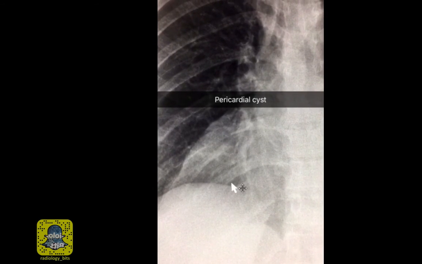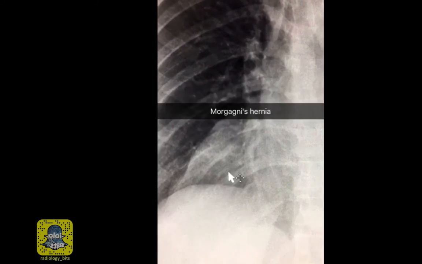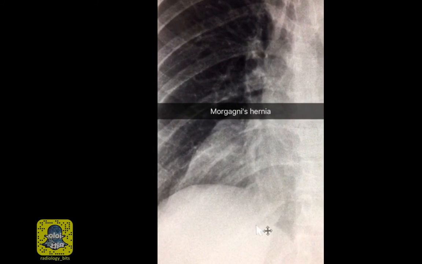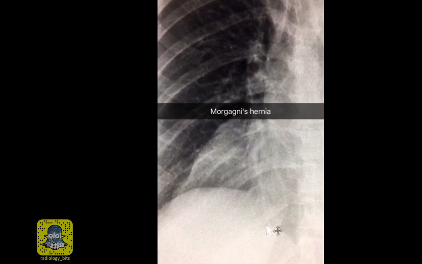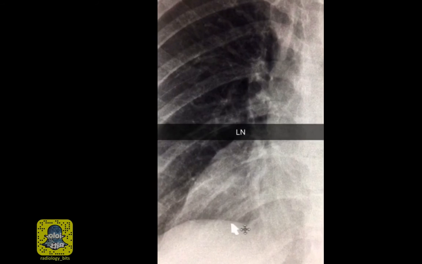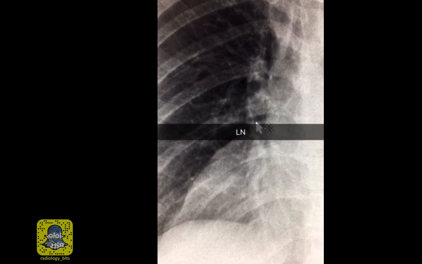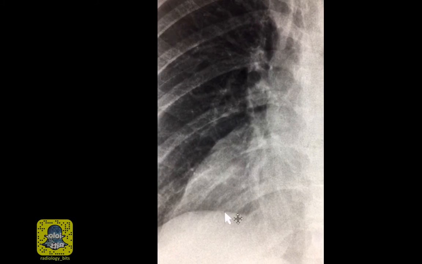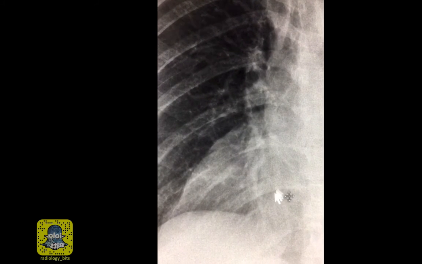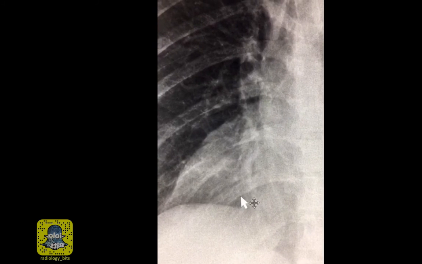Although we're favoring a fat pad here, other differential possibilities would include a pericardial cyst or a hernia through the diaphragm. Such hernia in this location is called a Morgagni's hernia. This is also a possible location for lymphadenopathy from infections, neoplasms, or other conditions. And less commonly, you might have a thymic lesion that resides in this location. To complete your approach, make sure that this is not arising from the pleura. If that's the case, this might be a fibrous tumor of the pleura.